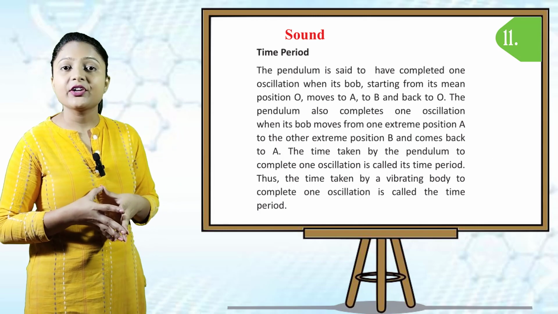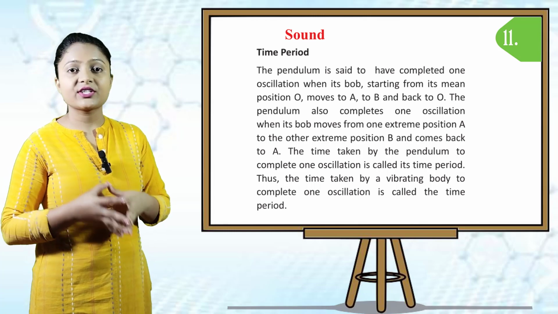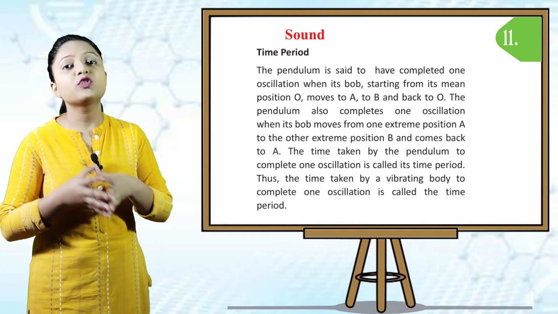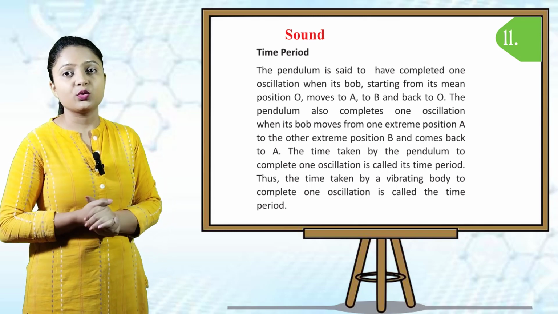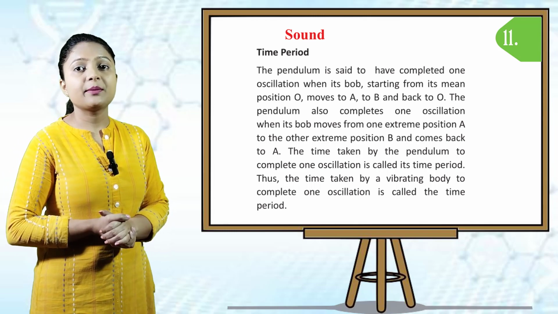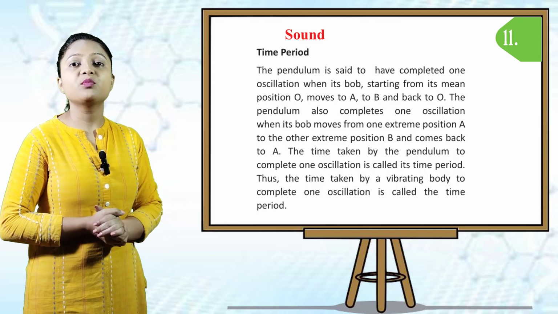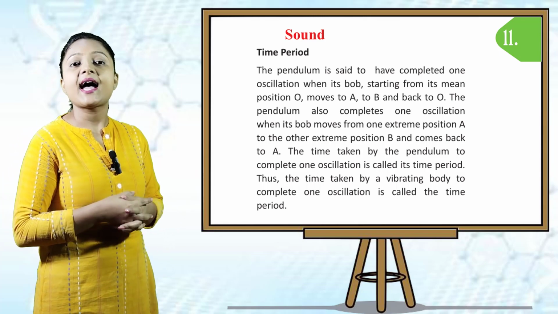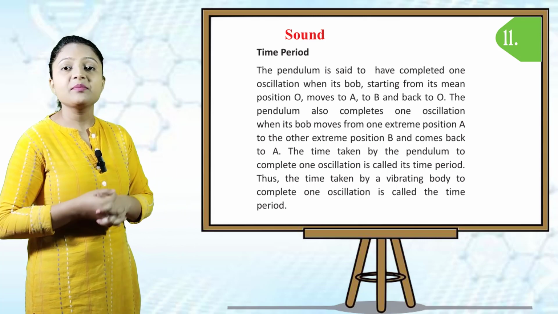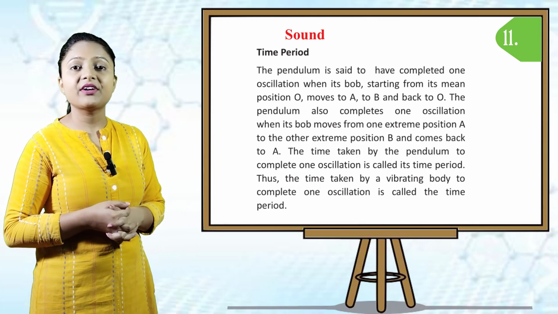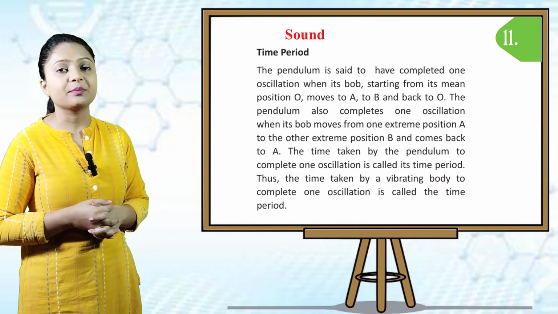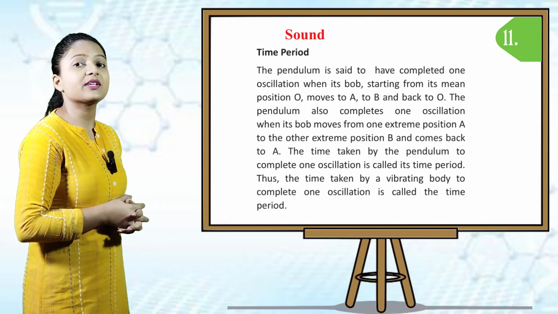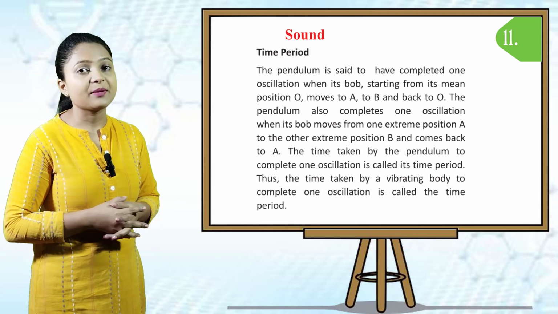Time period. The pendulum is said to have completed one oscillation when its bob, starting from its mean position O, moves to A, to B and back to O. The pendulum also completes one oscillation when its bob moves from one extreme position A to the other extreme position B and comes back to A. The time taken by the pendulum to complete one oscillation is called its time period. Thus, the time taken by a vibrating body to complete one oscillation is called the time period.